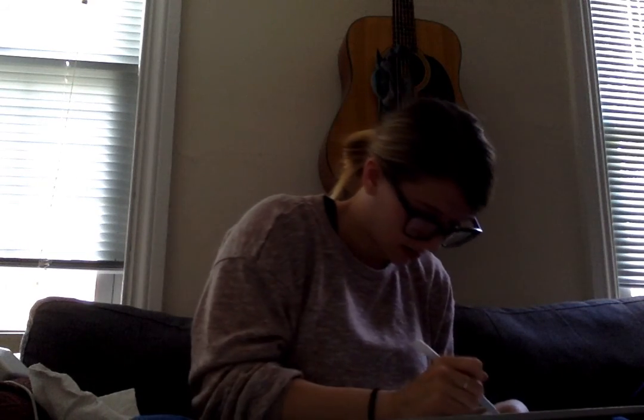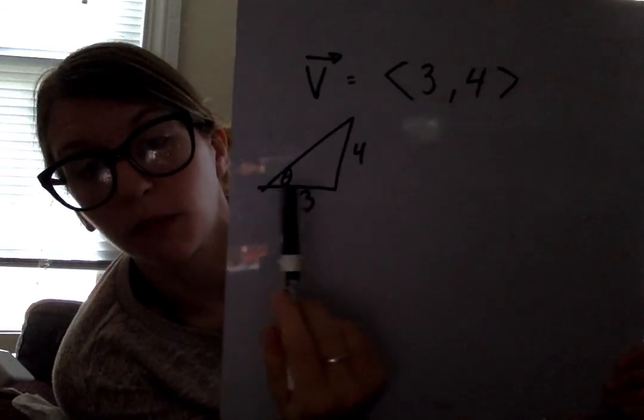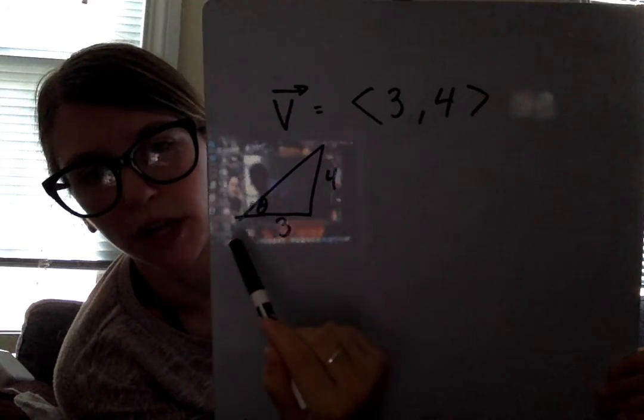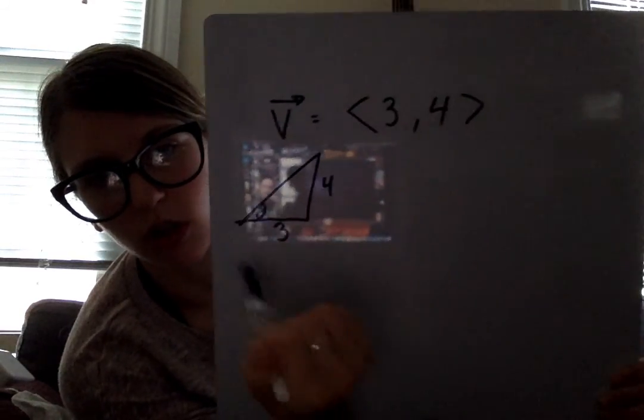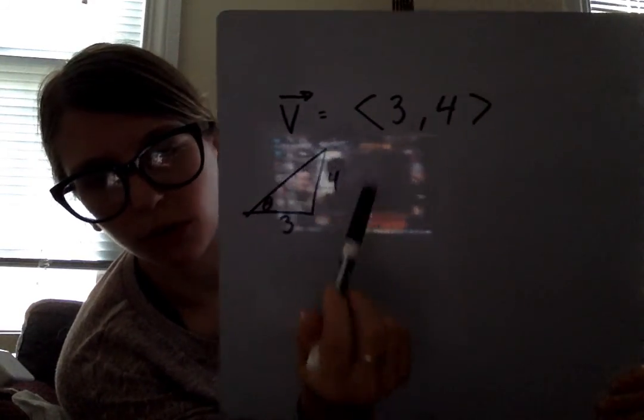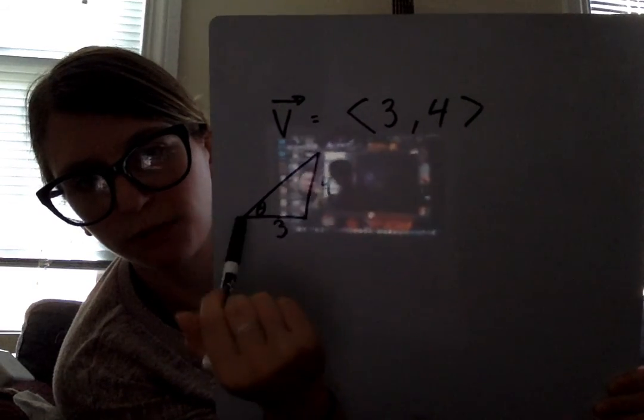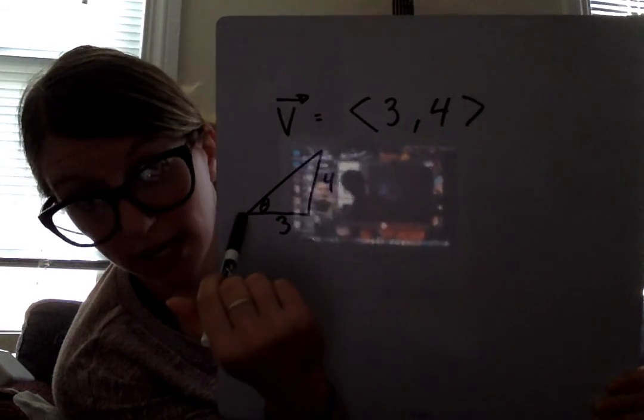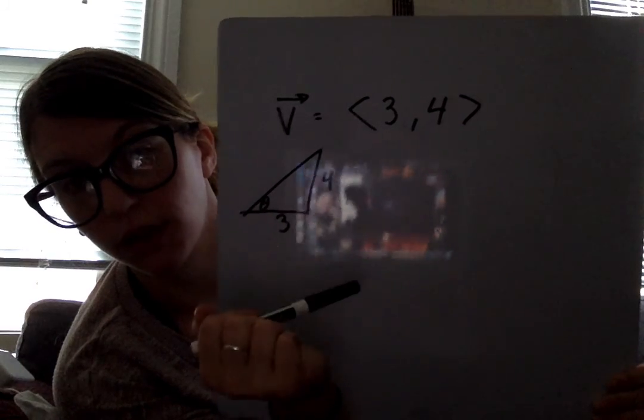So it goes over 3, goes up 4. And theta will always come from the origin, right? So if this was on the Cartesian plane, go over 3, up 4, have your little triangle. And since the origin is right here, I'm going to put theta there.